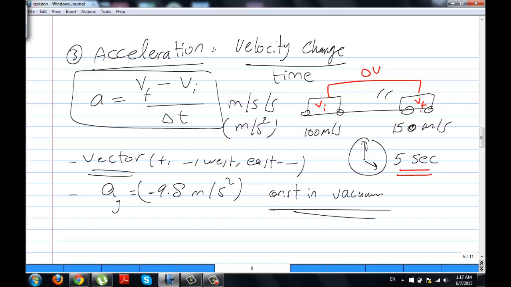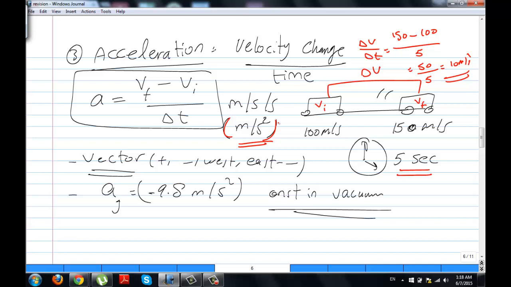So in this situation, the acceleration is equal to 150 minus 100 divided by 5. So it is delta V over delta T, which is 150 minus 100 divided by 5, which is 50 divided by 5, which is equal to 10 meters per second square. And the unit here is meters per second square, which is meters per second per second.